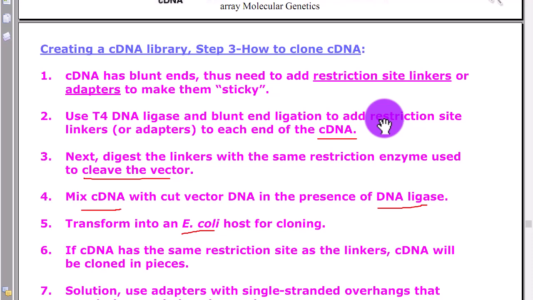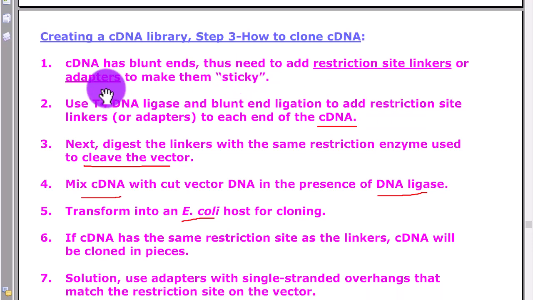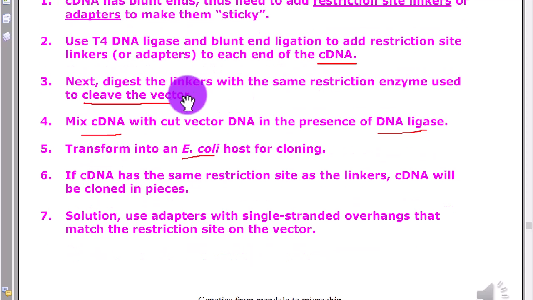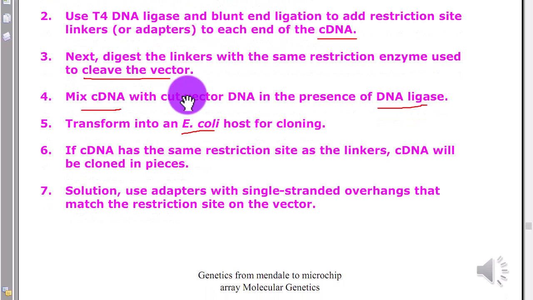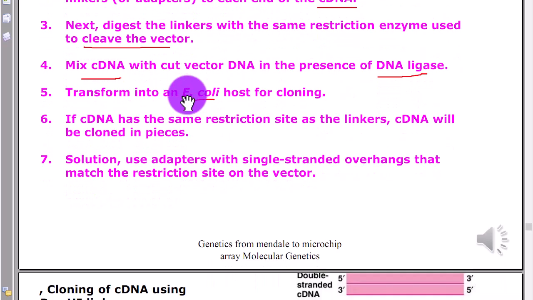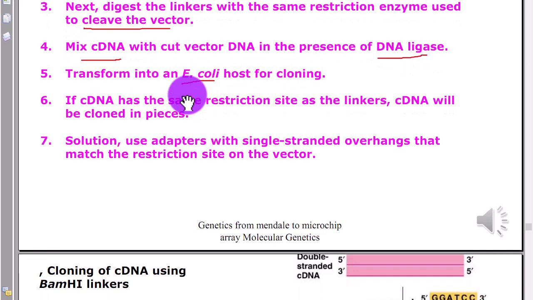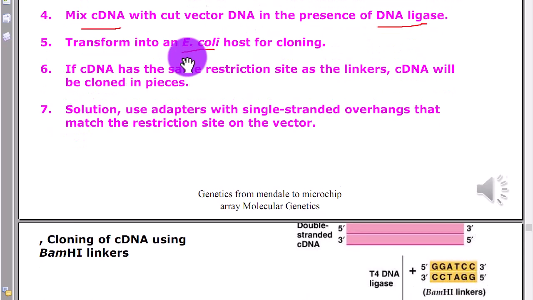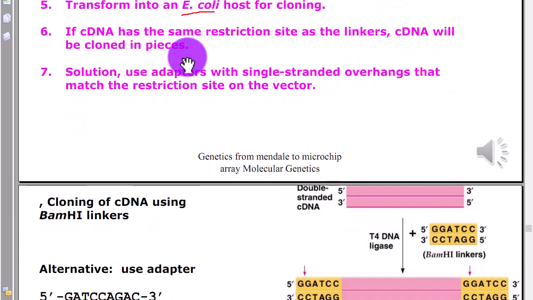Creating a complementary DNA library. Complementary DNA has blunt ends, thus we need to add a restriction site linker or adapter to make them sticky. Use T4 DNA ligase and blunt end ligation to add the restriction site linker. Digest the linker with the same restriction enzyme used to cleave the vector. Mix complementary DNA and the cut vector DNA in the presence of DNA ligase. Transform into an E. coli host for cloning.